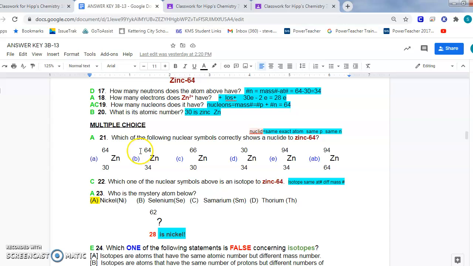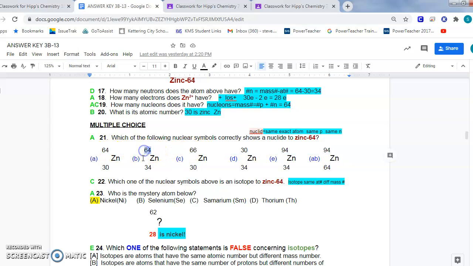On the periodic table of elements, there is no prescribed place for all the little numbers to go, but on a nuclear symbol, this is how they must go. So we already learned up here that there was a mass number of 64. That's what the hyphen notation is telling us. So we need one where there's a 64 right here, because a nuclide has to have the exact same protons and neutrons. It has to have the same mass number, and it also has the same atomic number, or it wouldn't be zinc. So we're looking for a 64.